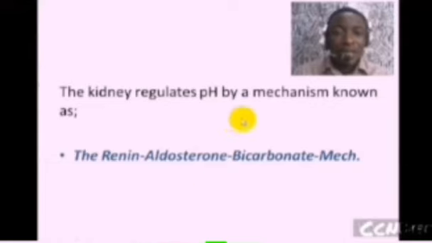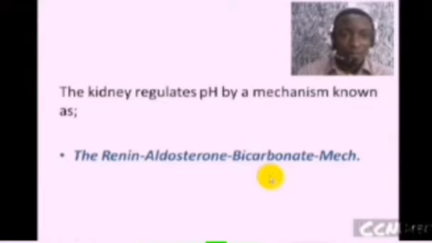In the same way, the bicarbonate system is activated. Remember, bicarbonate is a buffer. It helps to bind excess hydrogen ions in the blood. So during acidosis, the bicarbonate system binds with hydrogen ion. Bicarbonate ion binds hydrogen ion, forming carbonic acid. Carbonic acid is not a stable compound. It will eventually dissociate into water and carbon dioxide, which are not toxic.